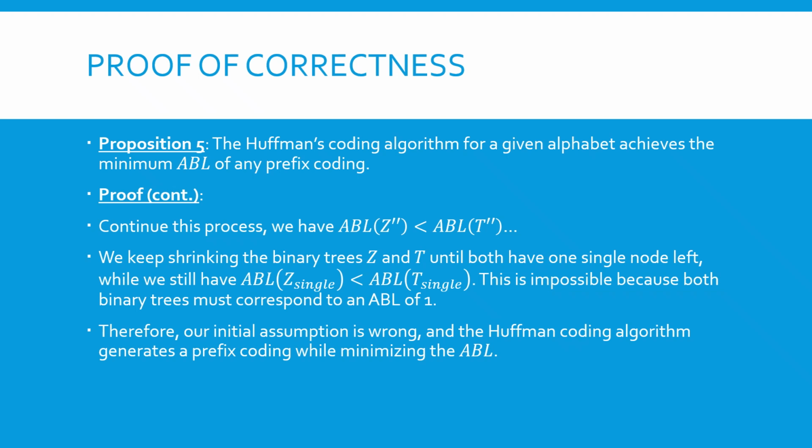However, this is impossible since any single node tree must have the same ABL. This contradiction shows that our initial assumption that T is not optimal is false. Therefore, the Huffman coding algorithm minimizes the average bit length.